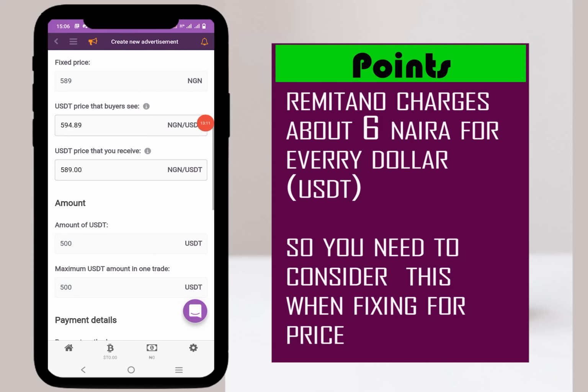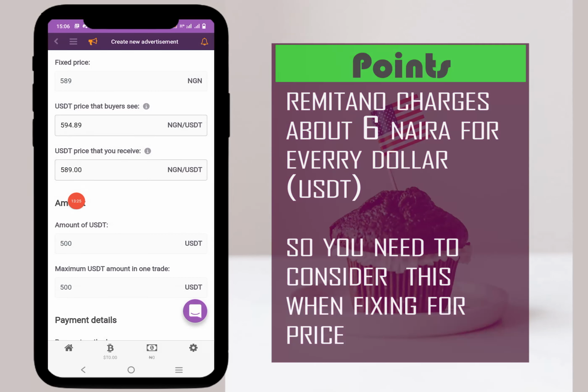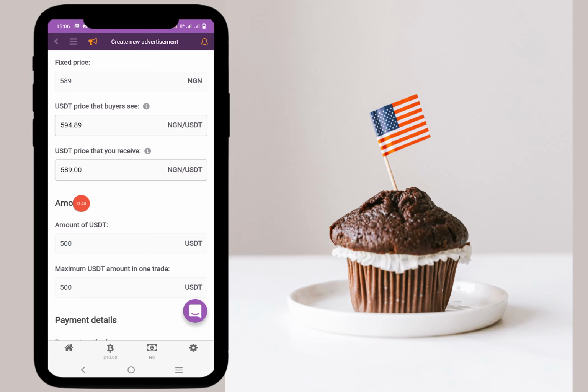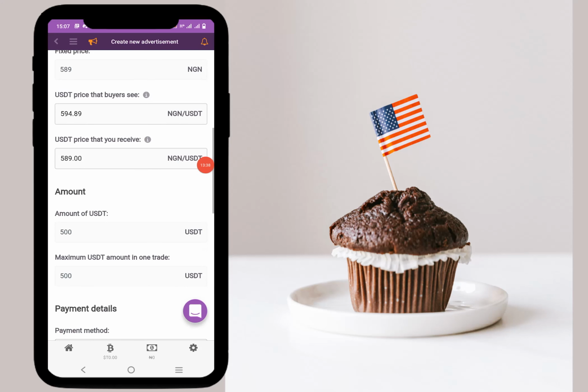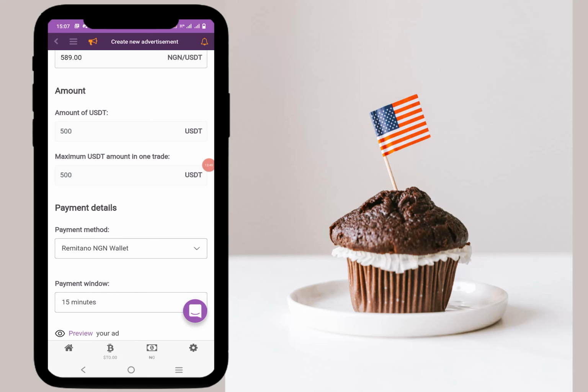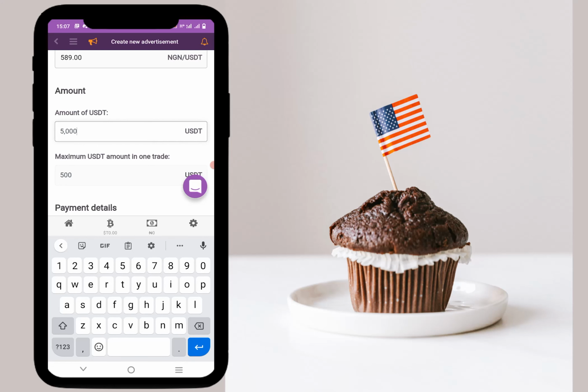So with this now, the person sees the amount of money that's to be paid. This is exactly the price that you are going to receive. So Remitano is going to give me 589 naira. Obviously, it means that if the person was to make payment into my wallet or something, this is the price that Remitano will give to me. So the next thing we want to do is enter the amount of USDT you wish to sell.